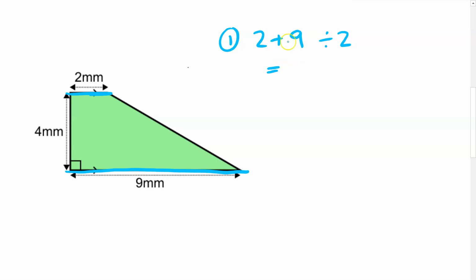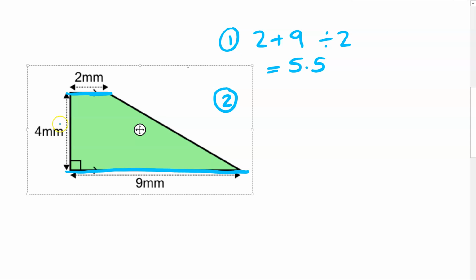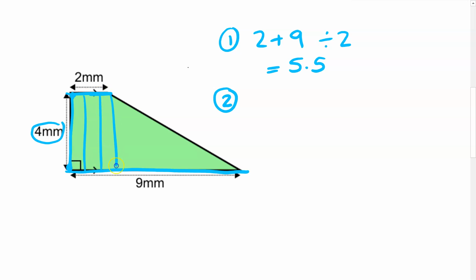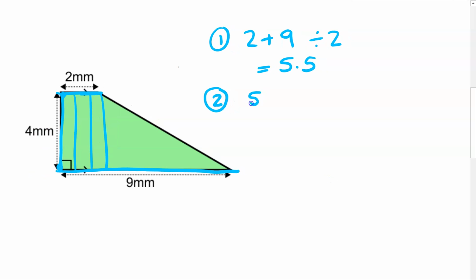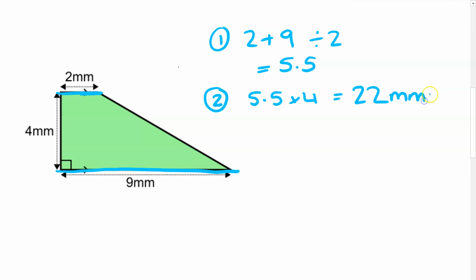And 2 and 9 is 11. Oh, I've got 5.5 again. And then step 2 is multiply by the distance between those parallel lines. In this case, it's this 4 here. Because the distance between the 2 and the 9, you could put that line anywhere, it doesn't matter where, they're all 4 millimetres, sorry. So we need to do 5.5 times 4, which is 22. About the units, all these measurements are in millimetres, and it's an area, so we have to put squared. So there's our answer.